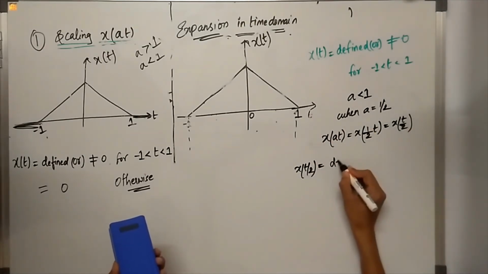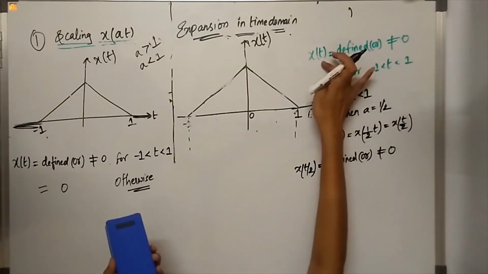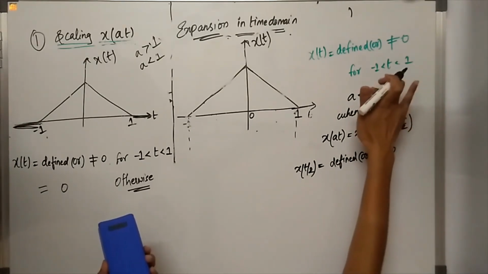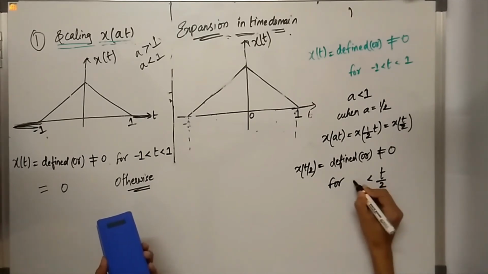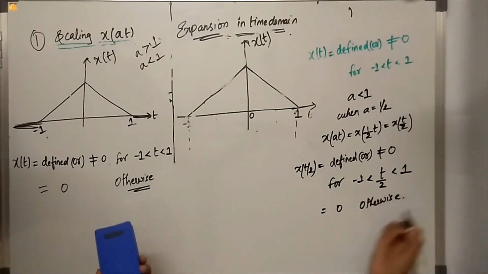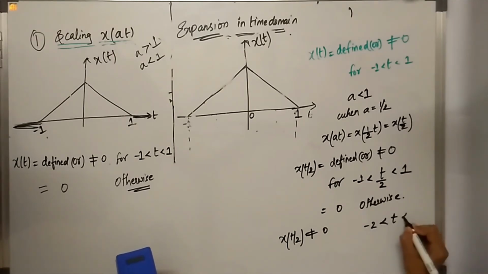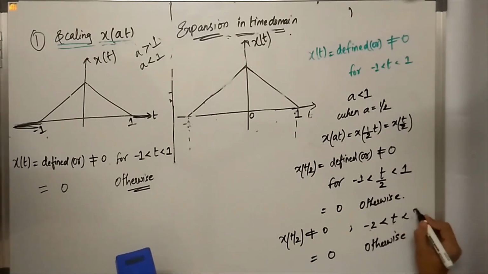So x of t by 2 is defined, or not equal to 0. I'm just writing this expression; only the independent variable t changes to t by 2. Why? Because I'm scaling it by some constant, which is 1 by 2, less than 1. This x of t by 2 is defined for t by 2 between minus 1 and 1, and this is equal to 0 otherwise. So now I can write x of t by 2 is not equal to 0 for t between minus 2 and 2, and this is equal to 0 otherwise.